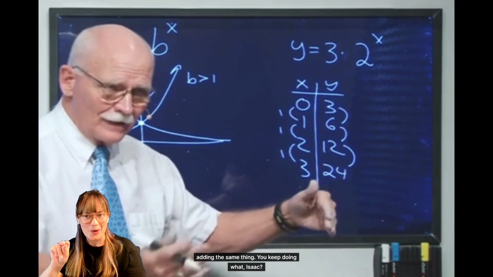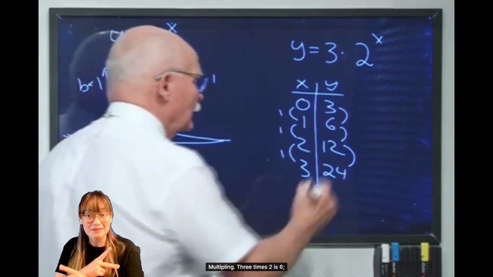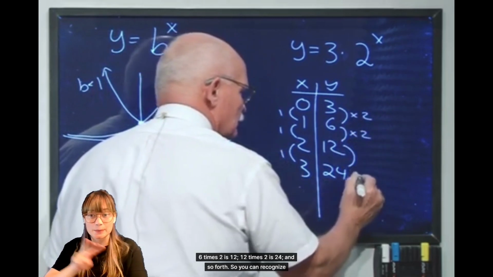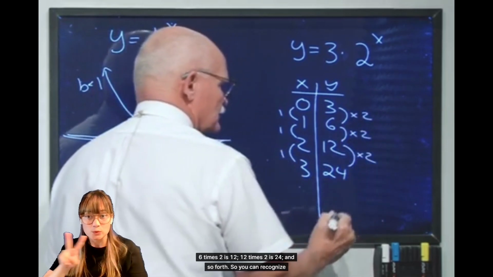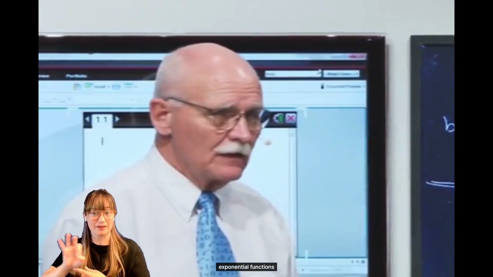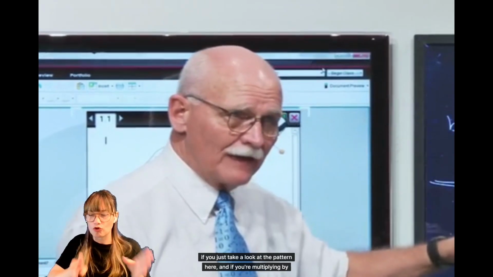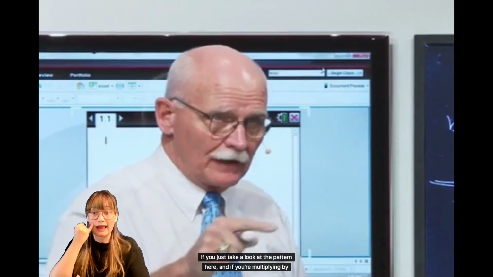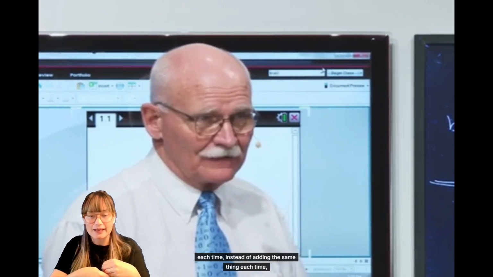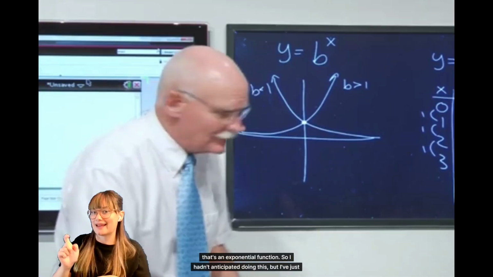You keep doing what, Isaac? Multiplying. 3 times 2 is 6. 6 times 2 is 12. 12 times 2 is 24, and so forth. So you can recognize exponential functions if you just take a look at the pattern here, and if you're multiplying by something each time instead of adding the same thing each time, that's an exponential function.